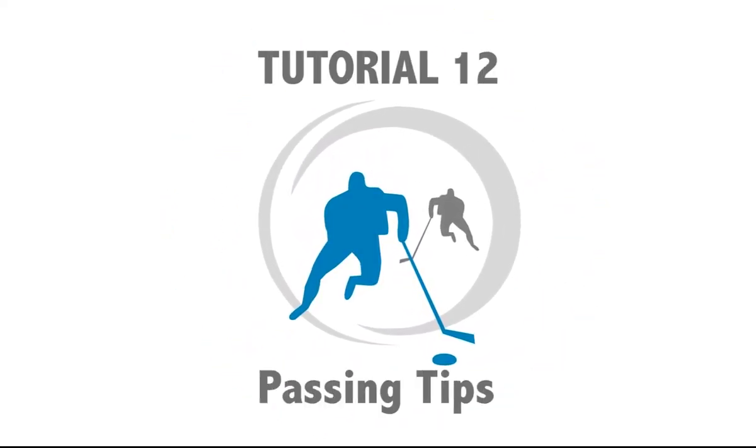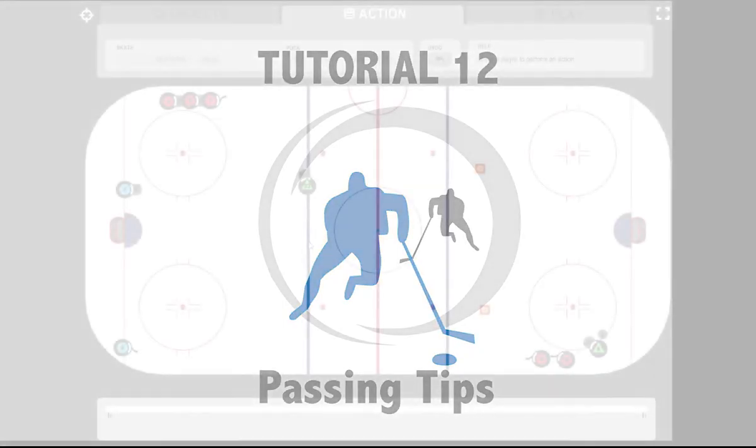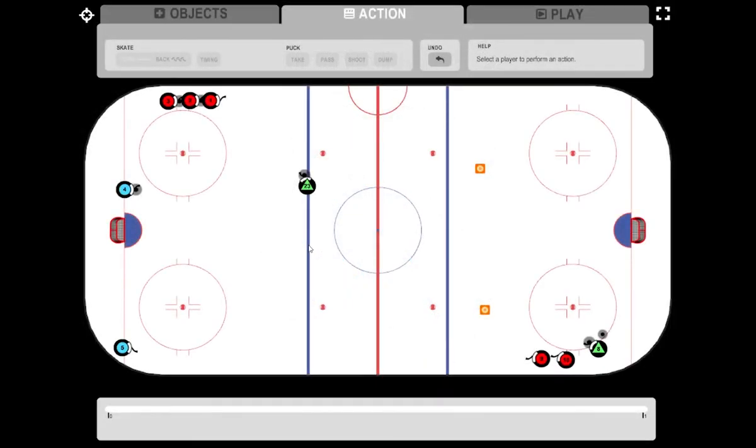In this tutorial, we're going to take a look at some different passing situations. In this first one, we have players 1, 2, and 3 in a line. We'll highlight number 1 and see that his starting position is at 0 seconds. And in this case, the coach already has the puck in possession.